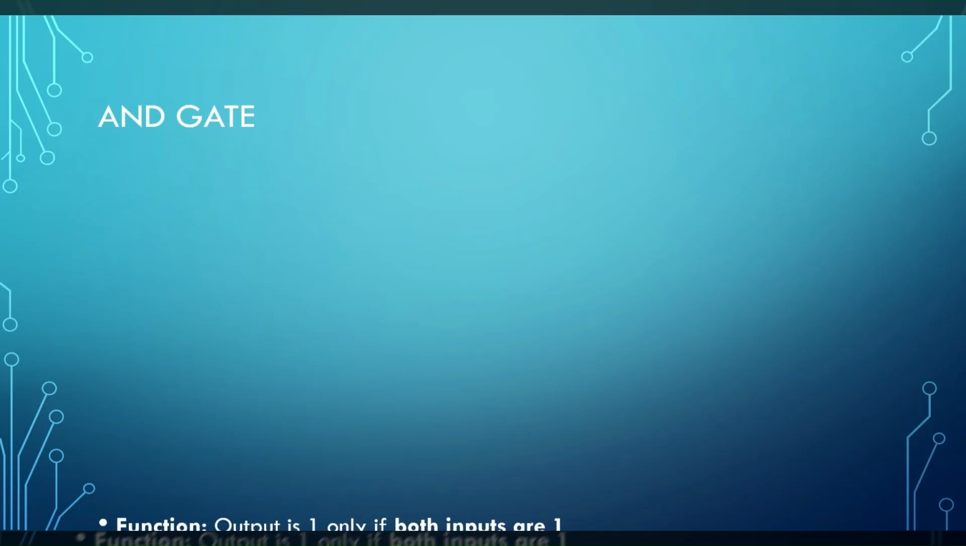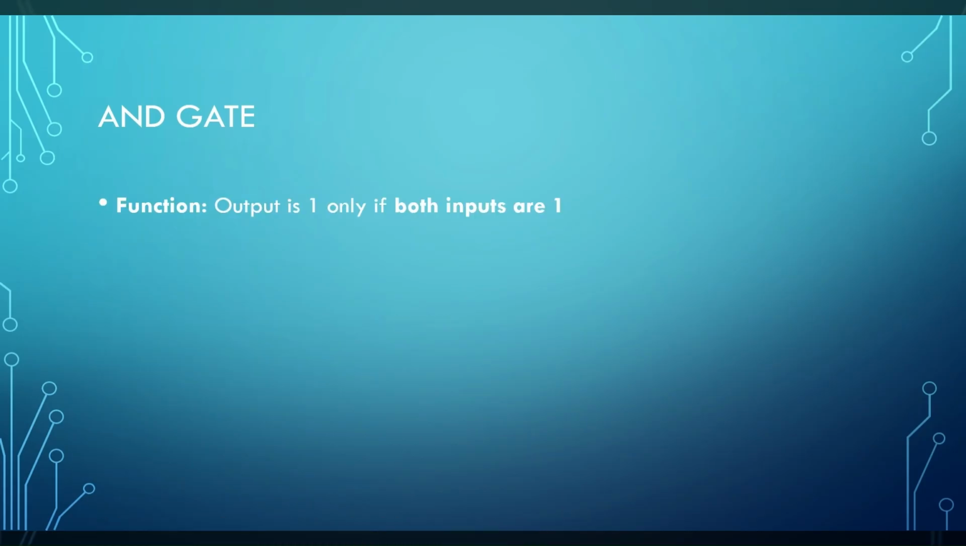Next we will move to the second gate, that is the AND gate. The AND gate gives output 1 only when both the inputs are 1. And the expression for this is Y = A . B. Here the dot stands for multiplication. We are basically multiplying both the inputs to get the desired output.